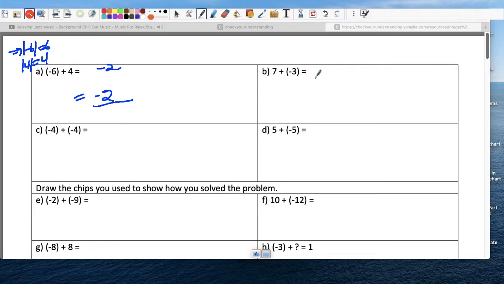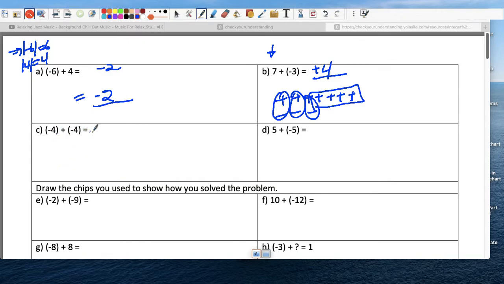So in this one, thinking about the absolute value of 7 is 7, the absolute value of -3 is 3, the one with the greater absolute value is this guy over here, so we know our answer is going to be positive. Can we make zero pairs? 1, 2, 3, 4, 5, 6, 7, 1, 2, 3. That's a zero pair, that's a zero pair, and that's a zero pair. What am I left over with? 4 positive.